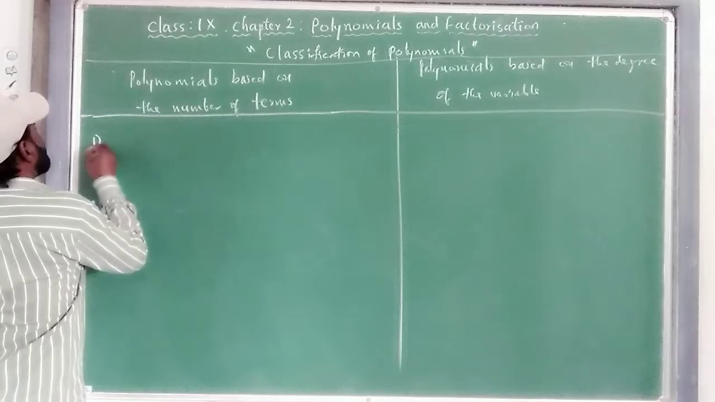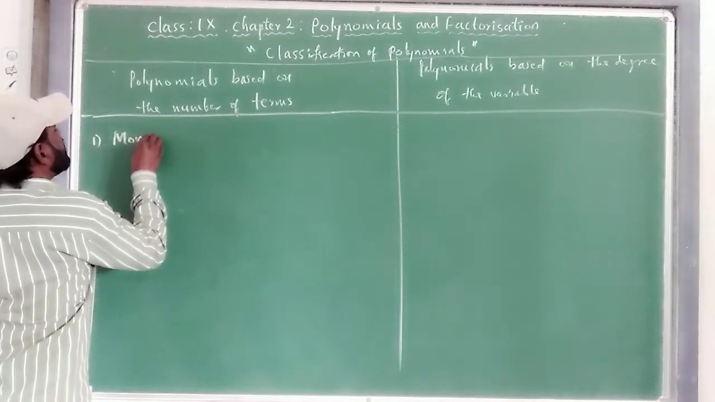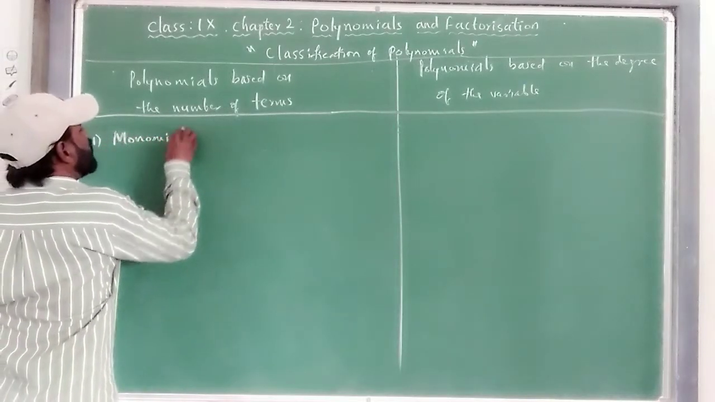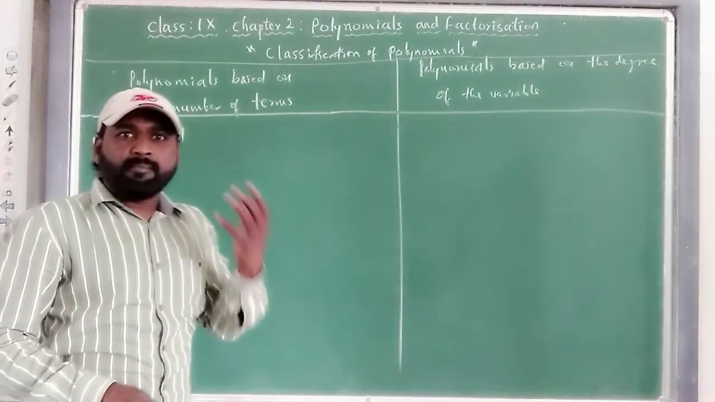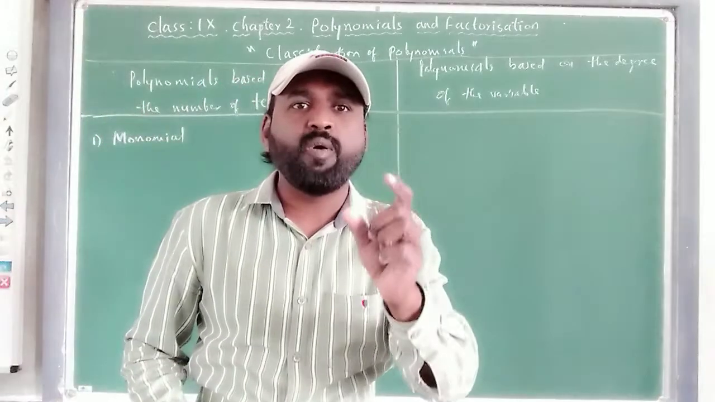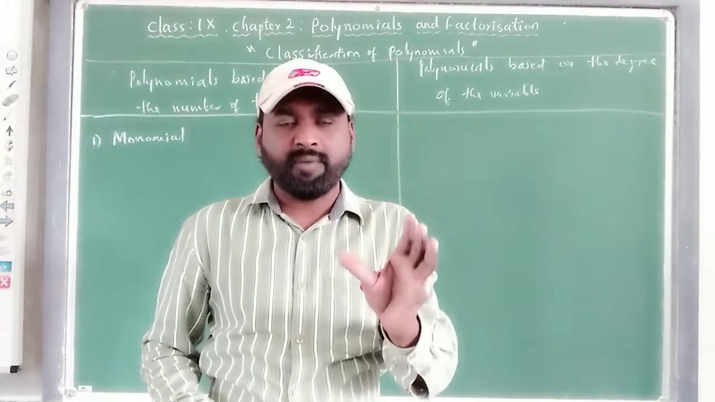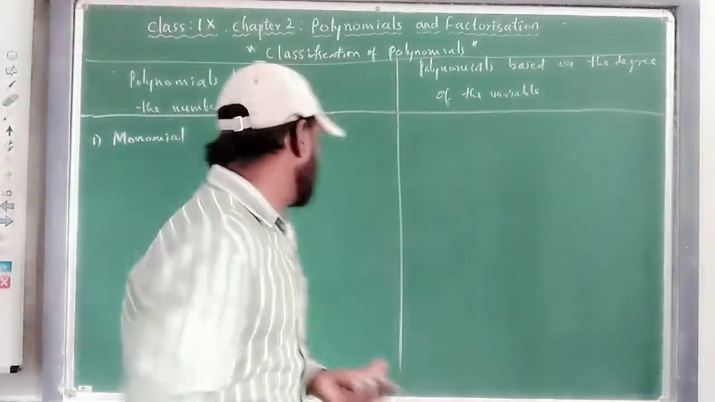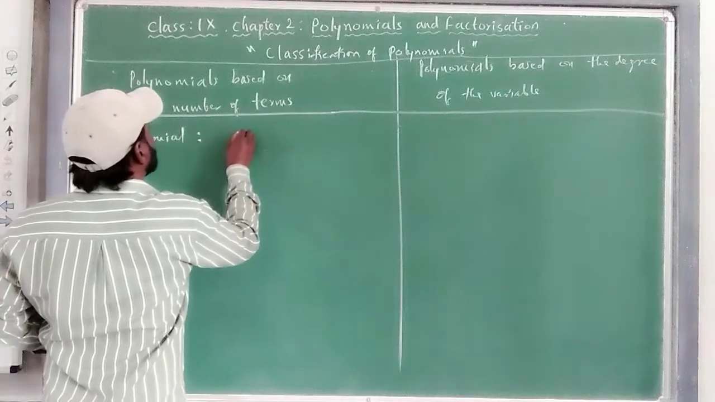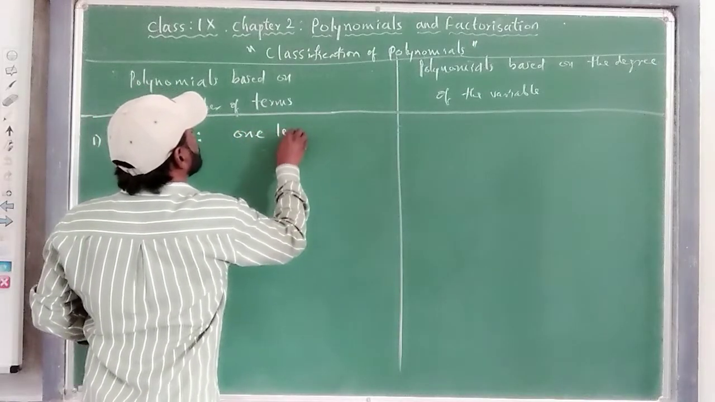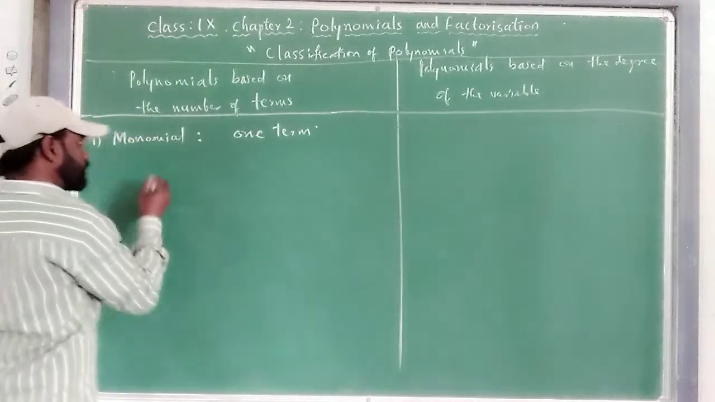First, let us take monomial. What is meant by monomial? Monomial means the polynomial should have only one term. The algebraic expression which has only one term in it is called a monomial. Monomial will have only one term.